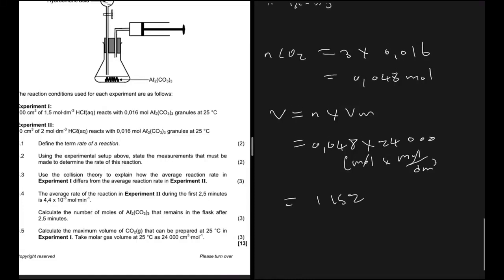Am I doing that right? Yeah, 1,152 decimeter cube. Oh no, I just realized that the number... Okay, I wrote this wrong. I just realized that here it is given as a centimeter cube divided by mole, right? So mole and mole cancel out, and then we are left with centimeter cube.